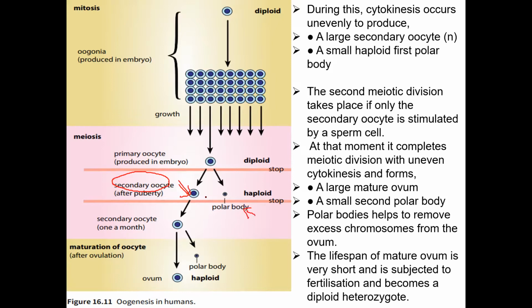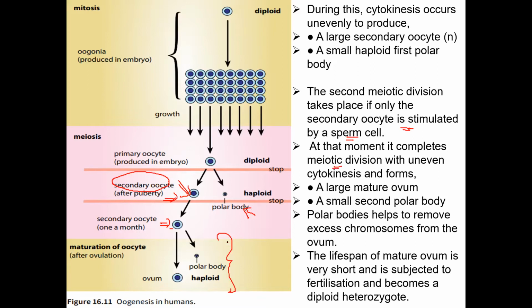Now what will happen, the second meiotic division will take place only if this secondary oocyte is stimulated by a sperm cell. So the secondary oocyte will mature, and it will stay a secondary oocyte and be released once a month. But it will complete the second meiotic division only if it is stimulated by a sperm cell, right? So at this moment, it would complete the meiotic division.